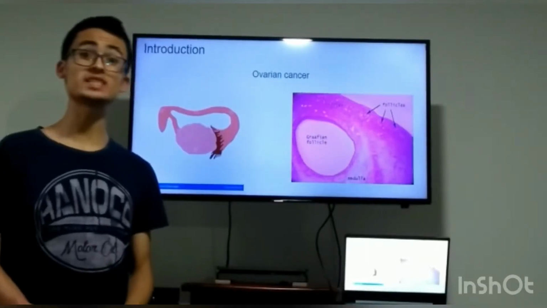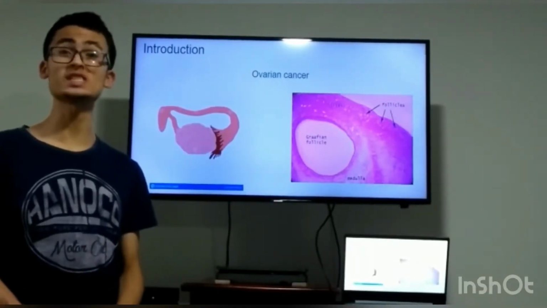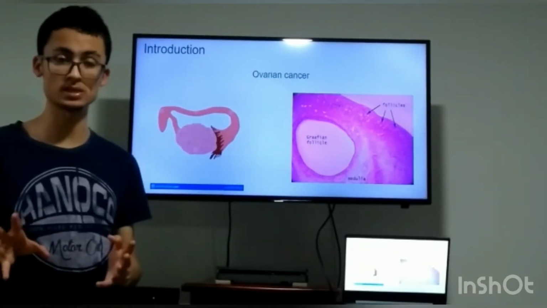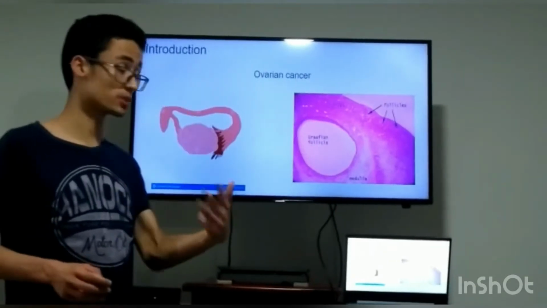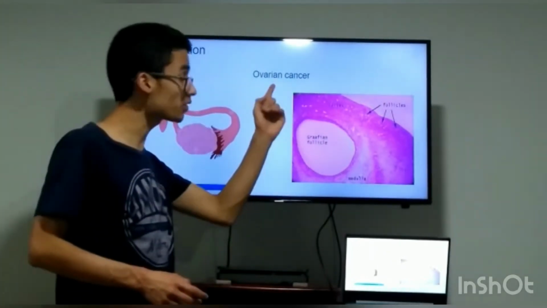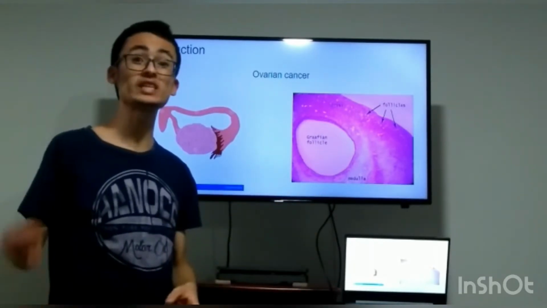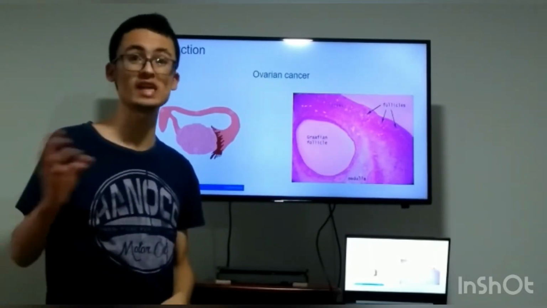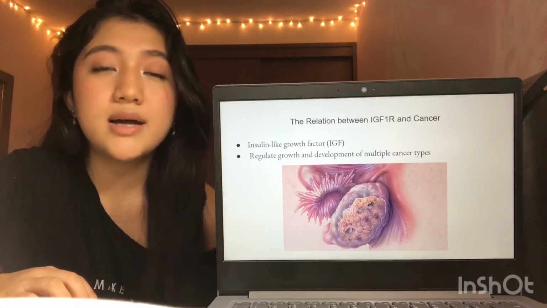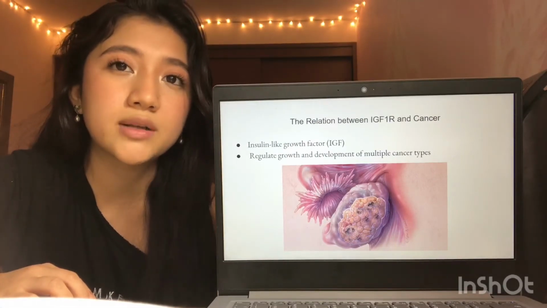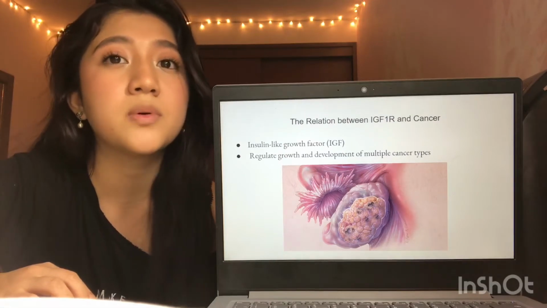Ovarian cancer is a type of cancer that only causes symptoms when it's already spread into the abdomen and the pelvis. There are three main types of it. It can be either an epithelial ovarian cancer, a stromal cancer, or a cancer in the germ cells that produce the eggs.